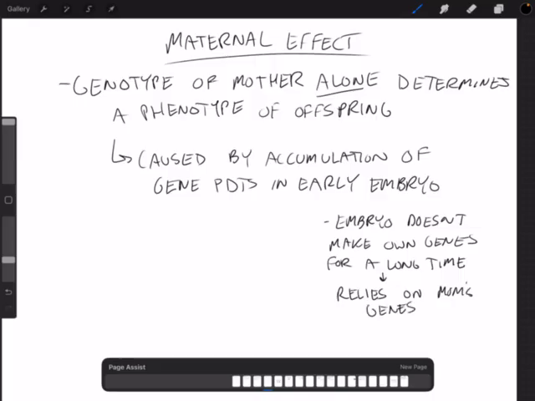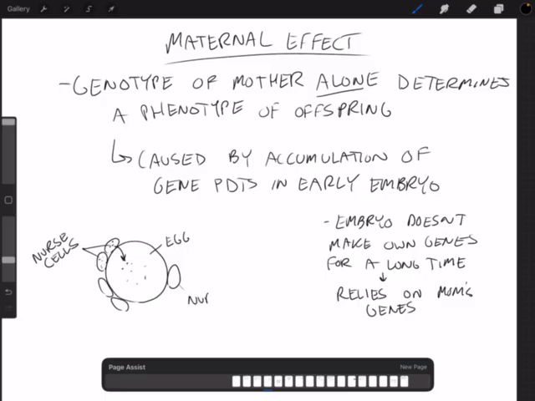Okay? So what does that look like? When you have an egg that's forming, this will be an egg. That egg is surrounded throughout development by a series of cells. These we'll call nurse cells. And these nurse cells are making a bunch of stuff, and they're pumping it into the egg. Okay?